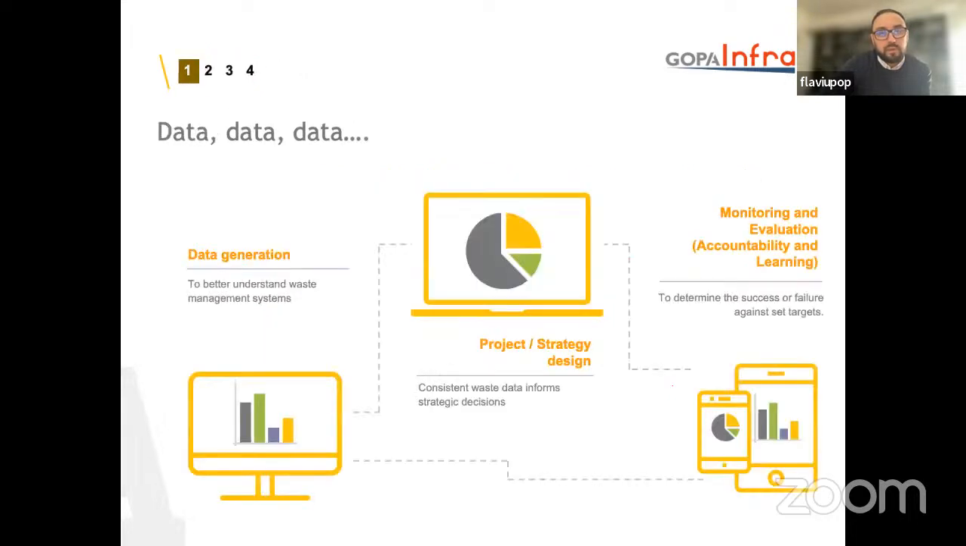Now let's move on. So data. Why do we need data? A lot has been said; we'll go quickly through this. We need to understand waste management systems. Businesses and governments need data to make informed decisions. Data informs strategic decisions, technological choices, system design, operator models. And if we don't have data, how can we determine the success or failure of any project?